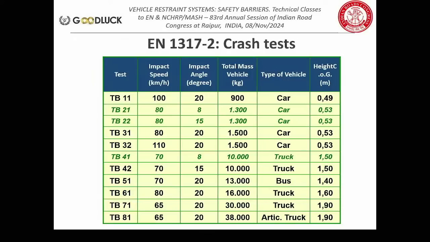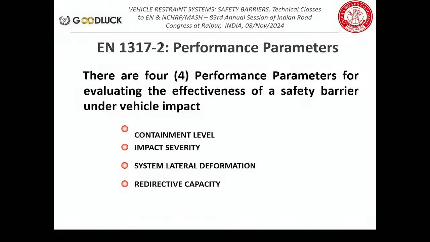Also, there are 11 types of crash tests which a safety barrier can go through, ranging from a 900-kilogram car to a 38-ton truck. The speed varies from 65 kilometers per hour to over 110 kilometers per hour. And it is also impacted at different angles, which could be 8 degrees, 15 degrees, or 20 degrees.